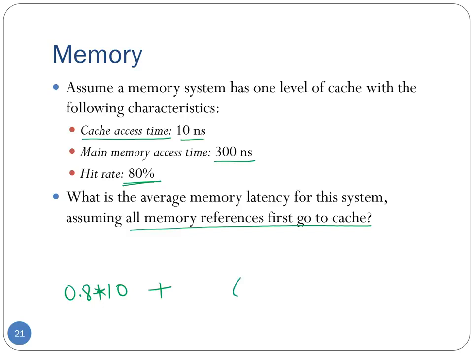Notice that you first check the cache, which will take 10 nanoseconds, and then you'll find it was a miss, and after that it will take 300 nanoseconds additional time to get the data from the main memory, right? And the probability of this happening is 1 minus 0.8, which is 0.2. Okay, so this is our average memory access time with this cache. Now if you do the math here, you'll find this comes to 70 nanoseconds.